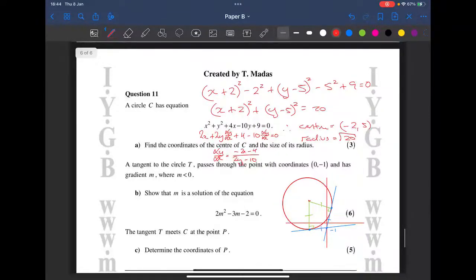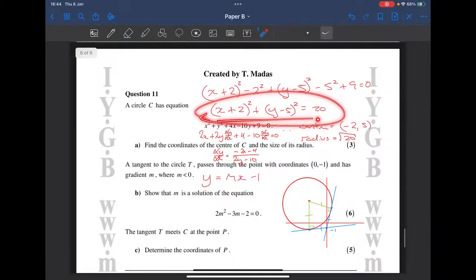Tangent to the circle C passes through the points with coordinates 0, minus 1 and has gradient m. So we know that the tangent is y equals mx minus 1. We need to make sure then that we hit our curve exactly once for each value of m that we could have. So let's take this tangent equation and sub it into our expression for the circle.